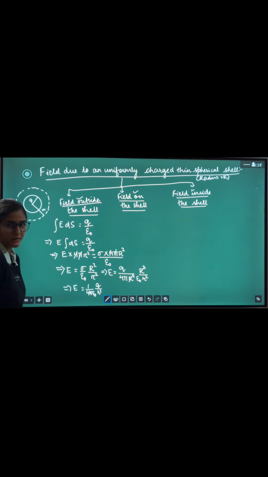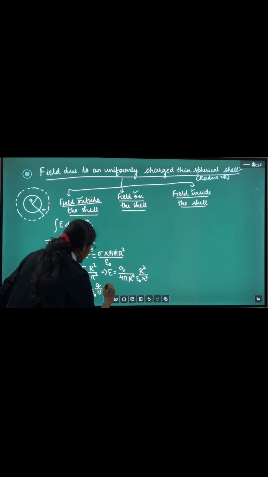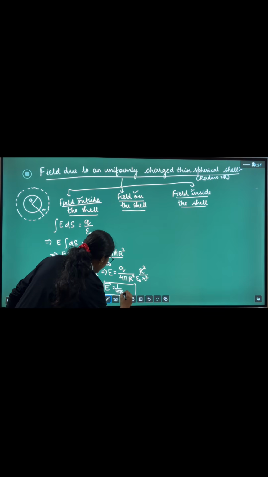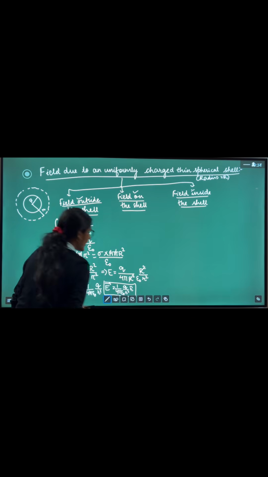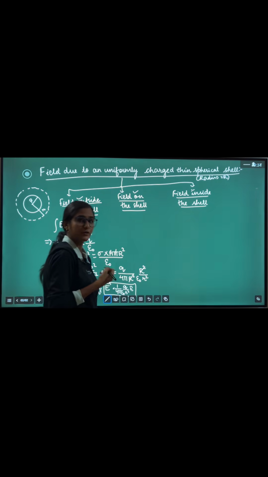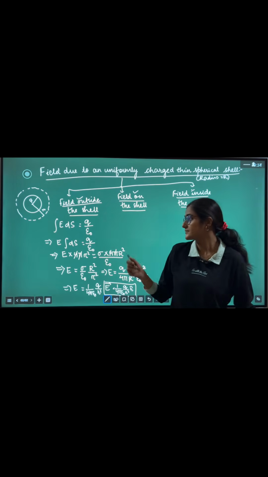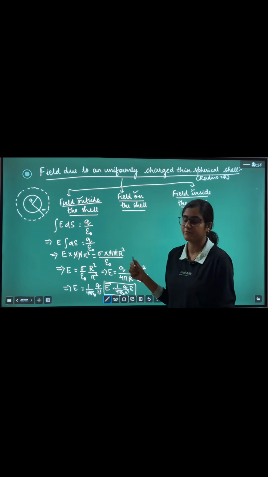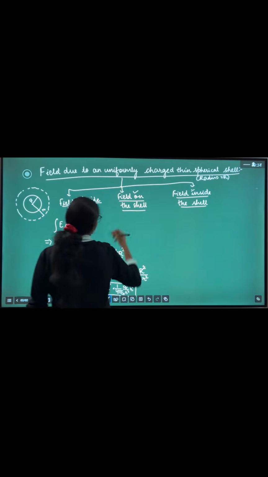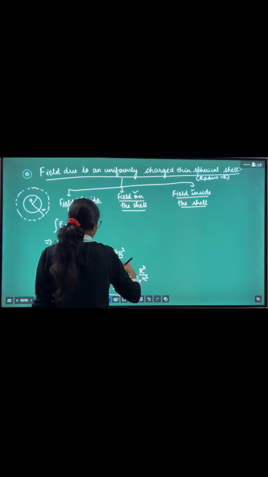Now if you want to write it in vector form, we can write it as E vector is equal to 1 by 4 pi epsilon naught q by r square r cap, where r cap is a unit vector, and for q greater than 0 it is along the outward direction, and for q less than 0 it is along the inward direction.